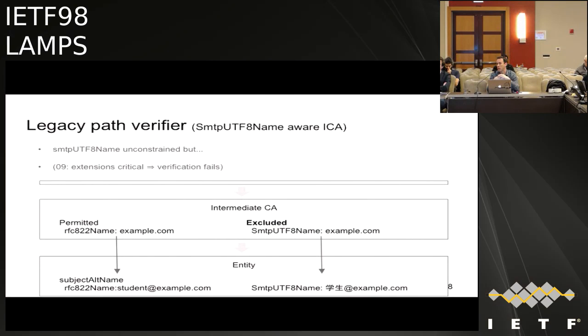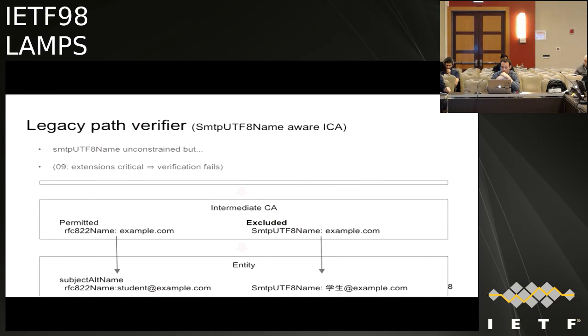The other thing that could be done is that the SMTP UTF-8 name aware application could also ensure, which means that this document could require, that any SMTP UTF-8 name constraint found in the name constraints chain is also reflected in the RFC 822 name case as well. Otherwise, that's a separate validation or consistency error.